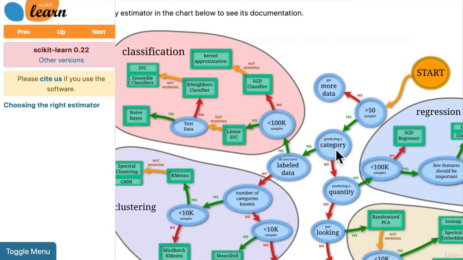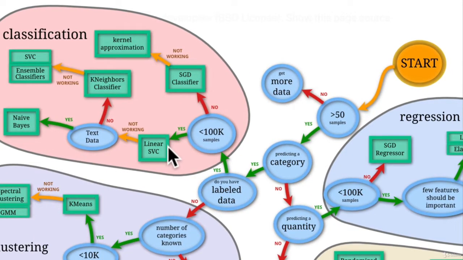Are we predicting a category? Heart disease or not heart disease? Sounds like a category to me. Yes. Do we have labeled data? Yes. Do we have under 100k samples? Yes. What is this? We reach a little green box. Beautiful. So remember, the green boxes are estimators or machine learning algorithms. So let's have a look.